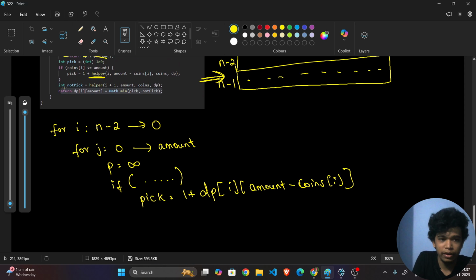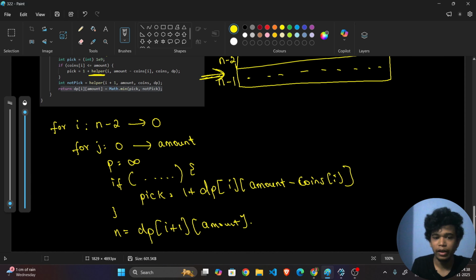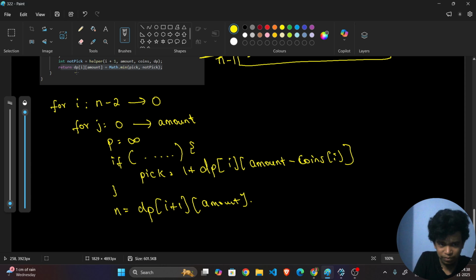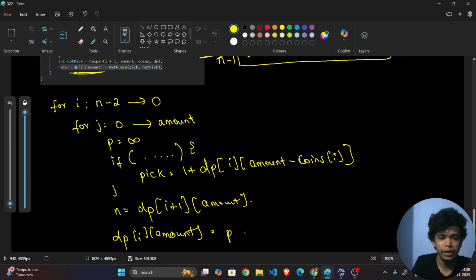Okay. Similarly, after this, put not pick is equal to, again helper. Whenever this helper, put a dp of I plus 1 as one of the varying parameters and another one is amount. Okay, then here I am updating it, right? So whenever there's an updation, put dp of I and amount is equal to the minimum of pick and not pick.